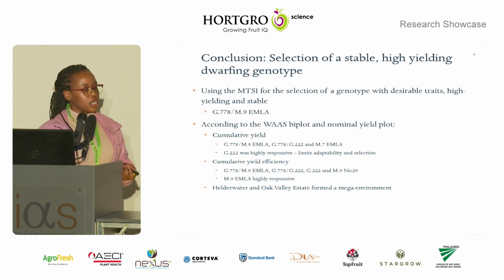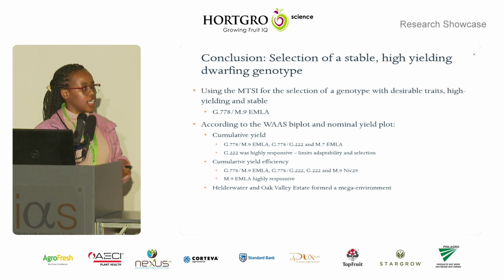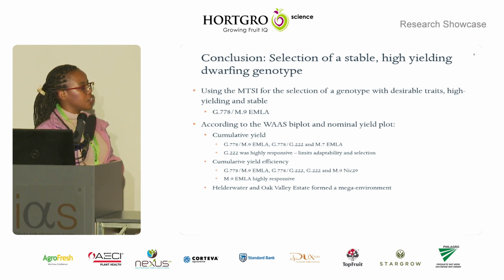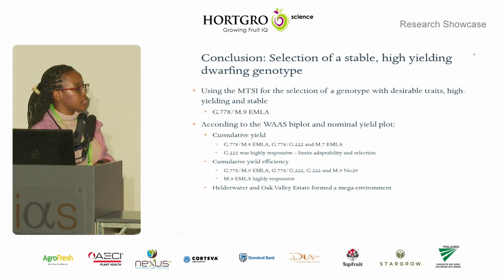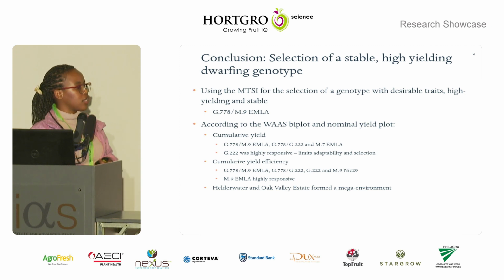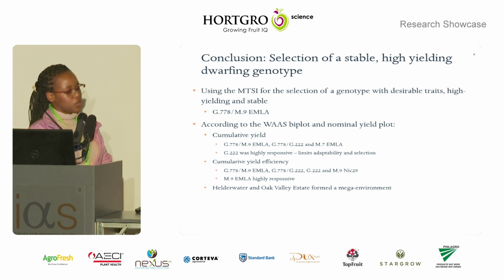G222 in terms of cumulative yield was highly responsive, and therefore this limits its adaptability and selection across a wide range of sites. And in terms of cumulative yield efficiency, M9 EMLA was highly responsive. We also find that Helderwater and Oak Valley, although they're at different geographical locations, formed a mega environment, so most genotypes or rootstocks perform similarly, and this could be due to management strategies, as at both sites trees were trained according to the SOLEC system.